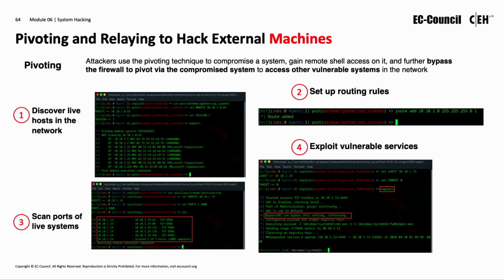So what I'm going to do is pivot from that machine to another machine, from that subnet to another subnet. And so what we see here is we're going to go to number 2. We're going to set up new routing rules. So in other words, I'm telling it, hey, take my packets and move them to the other network. Now on that other subnet, I can scan for live systems and then run another hack in step number 4 and exploit vulnerable services. So pivoting is going from one subnet to another.